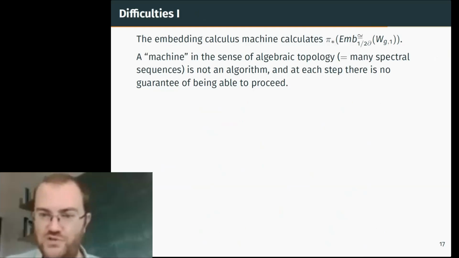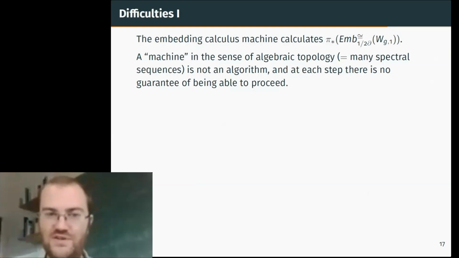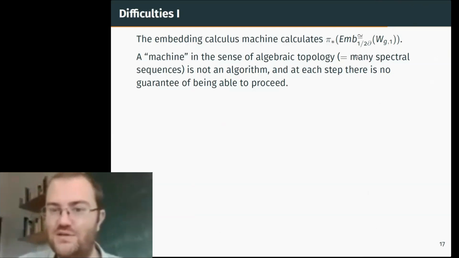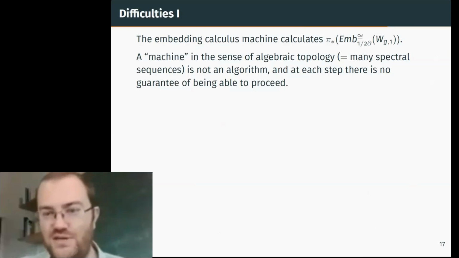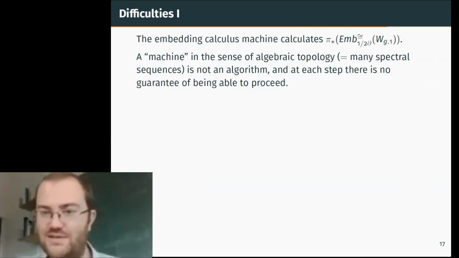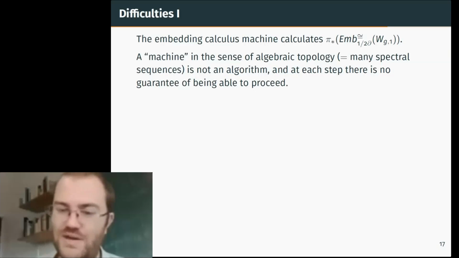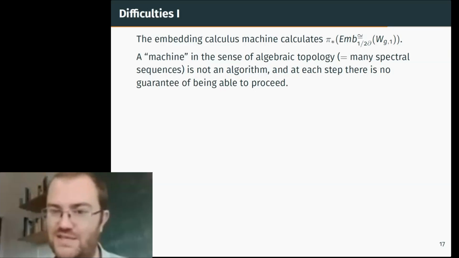So this is the manifold we choose, this high-dimensional version of the genus G surface. And then we have to calculate very many things. And there's two kinds of difficulties involved. So this, as I mentioned, this embedding calculus machine tries to calculate homotopy groups of spaces of embeddings. And it's a machine in the sense of algebraic topology, which means you're allowed to try, basically. It's not an algorithm. It just means there's a framework that you can try to use, and it has many, many steps. And at every step, you may not know how to proceed, and there's no guarantee that it's possible to work out how to proceed at any step.